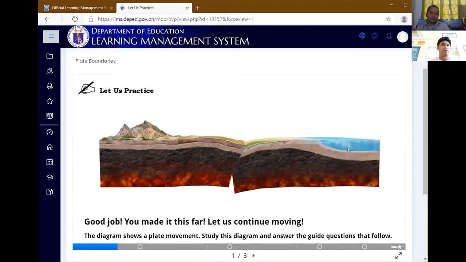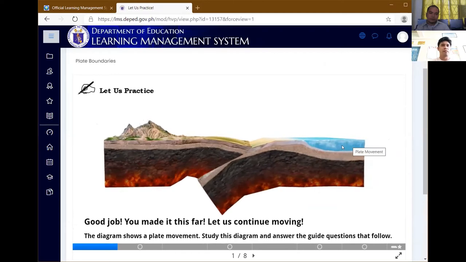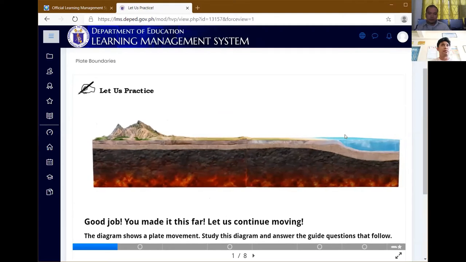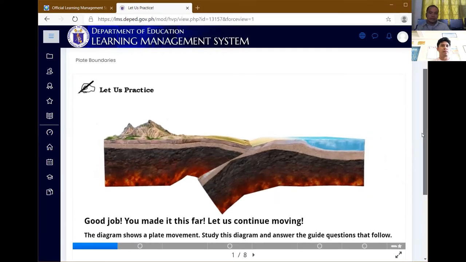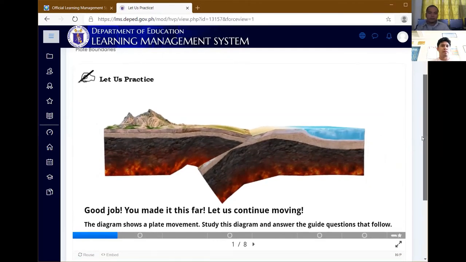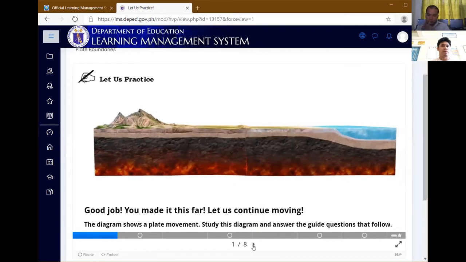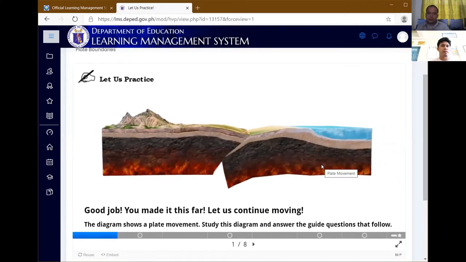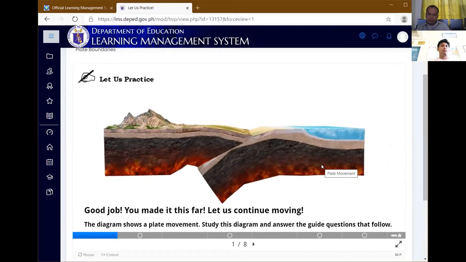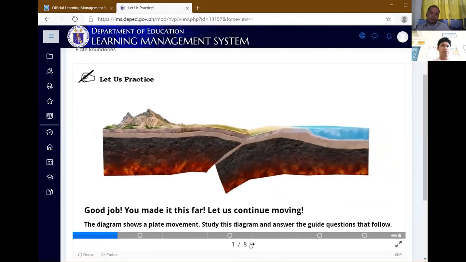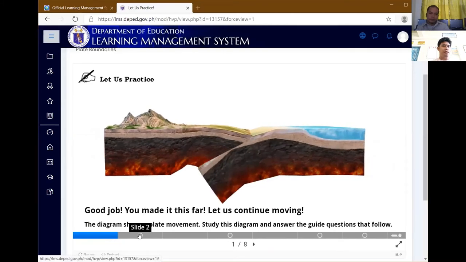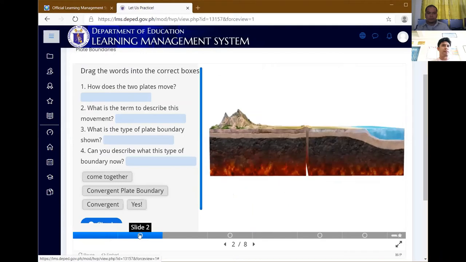Okay, so we have here, good job, you made it this far. Let us continue moving. The diagram shows a plate movement. Study this diagram and answer the guide questions that follow. Okay, observe closely the diagram and then you answer the questions in the next slide. Just click next. This one, sir, or this one? Ah, okay. You can choose either way.